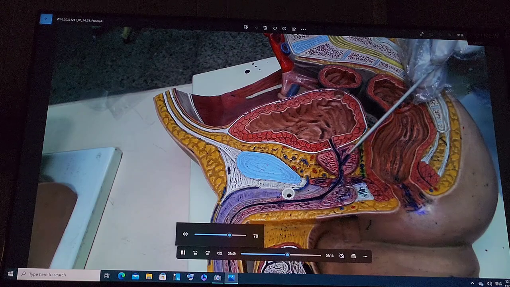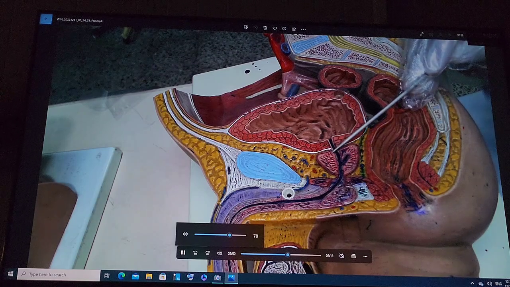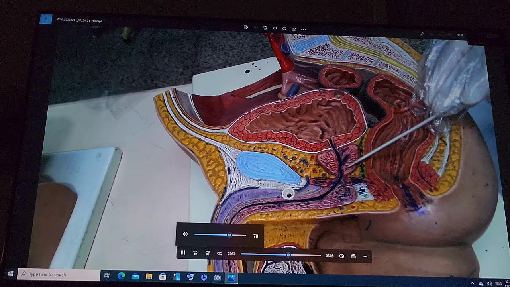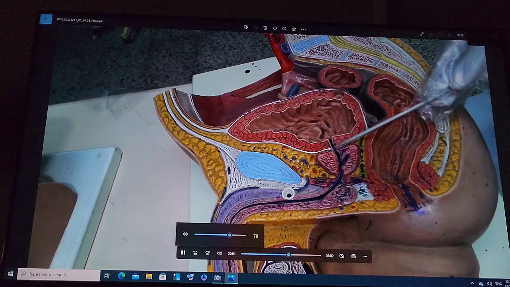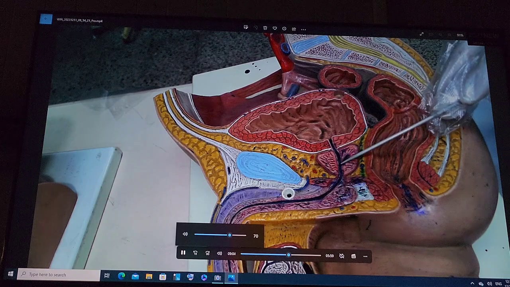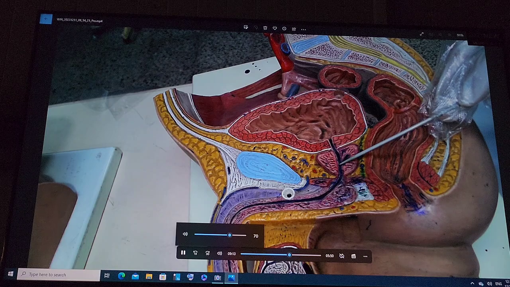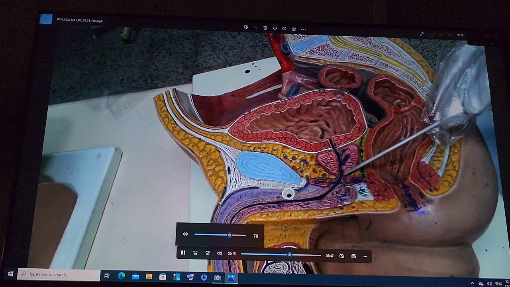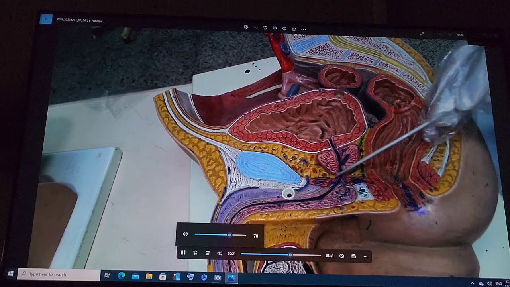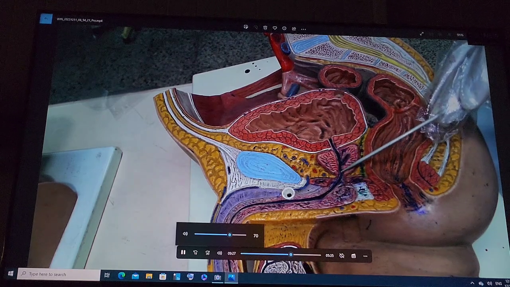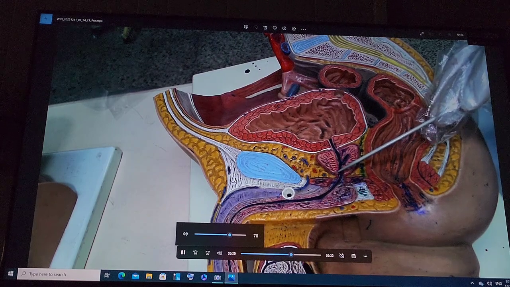The base is located superiorly and is related, as I mentioned, to the urinary bladder. We can see the urethra enter the center of the base of the prostate. The apex lies opposite the base and is directed inferiorly on the upper surface of the urogenital diaphragm. The urethra leaves the prostate, as you see here, just above the apex on the anterior surface of the prostate.